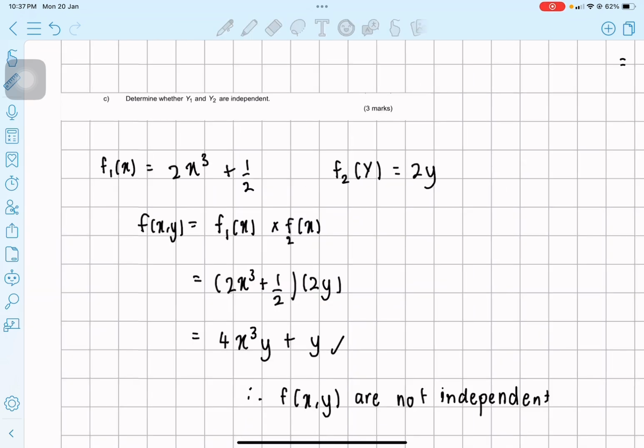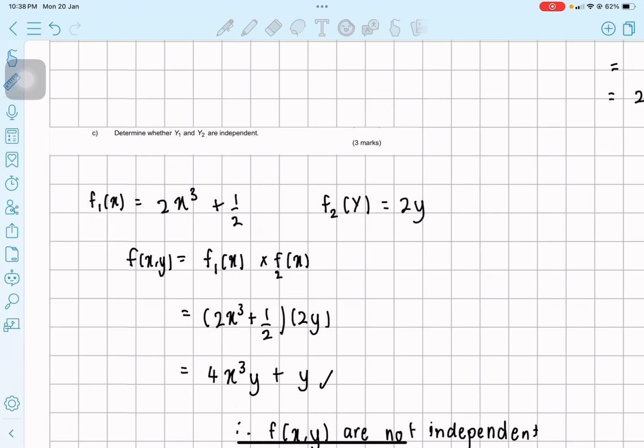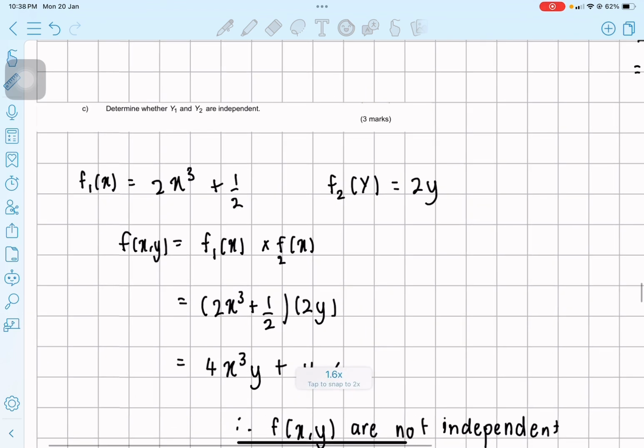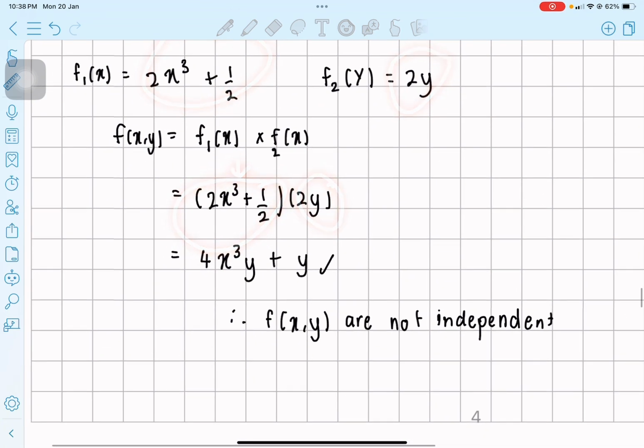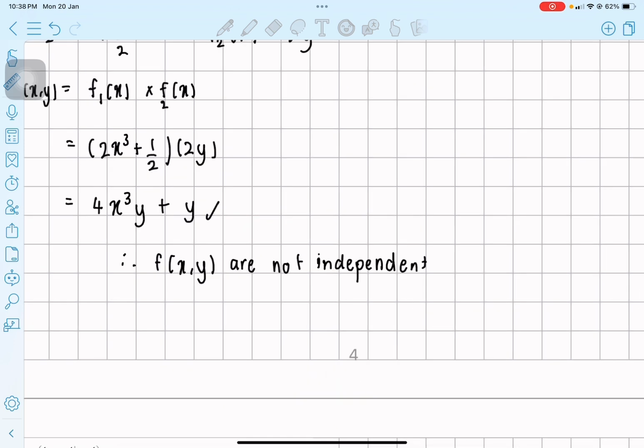Question C. Determine whether y1 and y2 are independent. If they are independent, the product of these two marginals will equal the joint probability density function. After I multiply this, I get 4x cubed y plus y. What I can conclude here is that they are not independent.